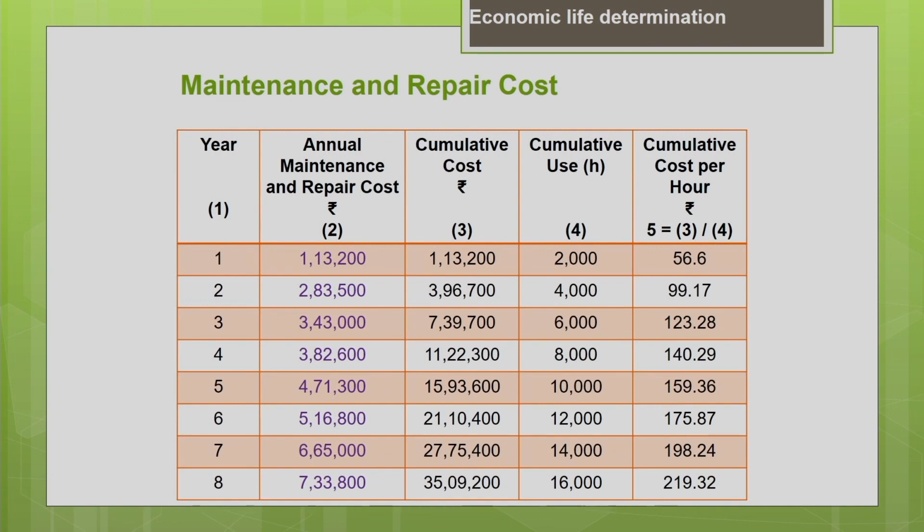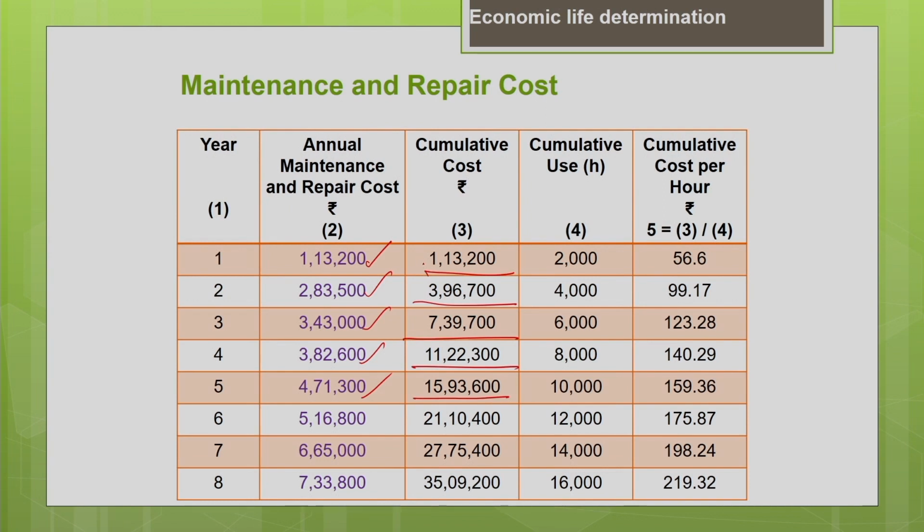The first one we are going to calculate is your maintenance and the repair cost. So, every year annual maintenance and repair cost is given. Now, you find the cumulative cost, because everything is done on cumulative basis. Find the cumulative maintenance and the repair cost for every year. You just add it.